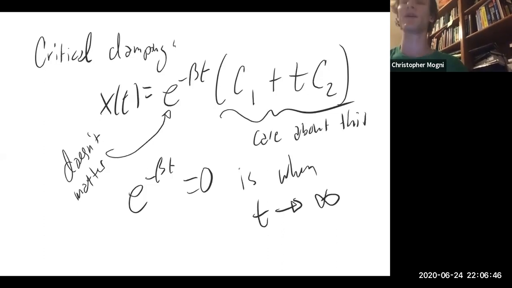So the real thing we care about is the stuff that's multiplying this exponentially decaying bit in the solution of x of t. So that's c1 plus t c2. This is a linear equation. Linear equations have at most one 0, and you can solve for what the 0 is pretty simply. Set x of t equal to 0, divide out the exponential, so get rid of the e to the minus beta t, and you'll end up with t is equal to negative c1 over c2.